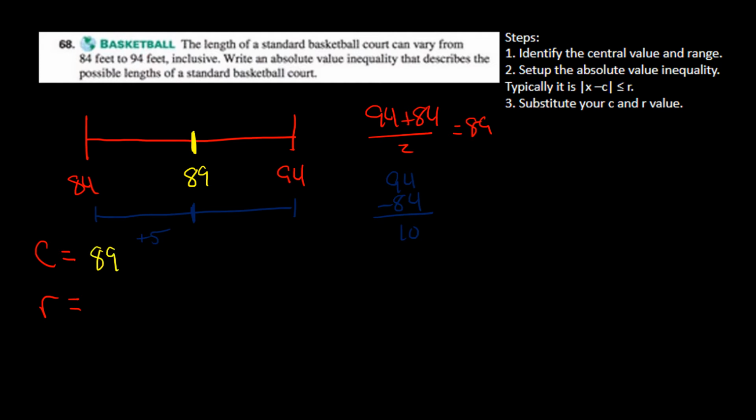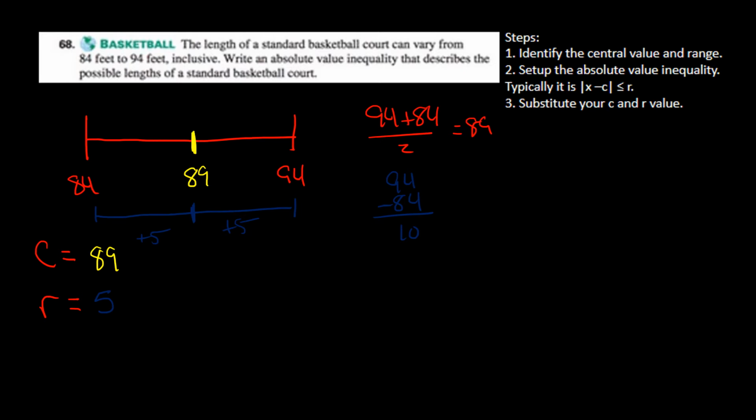89, right? Well then, how far are we from 84 to 89? Well, that distance is 5. That is our range value. Okay? So we've identified our center and our range. It's just the center is the number in the middle, and our range is how far is that number in the middle to one of the two boundaries.